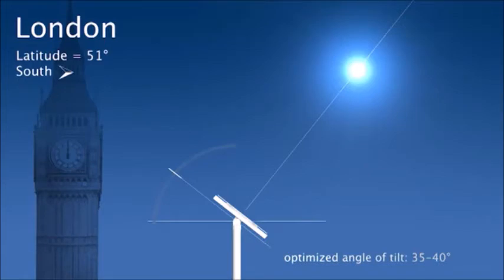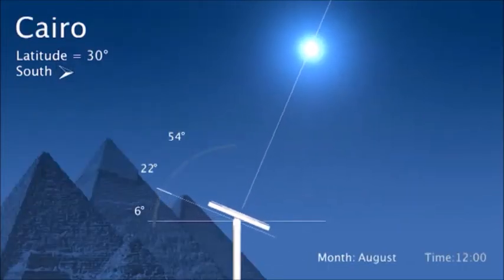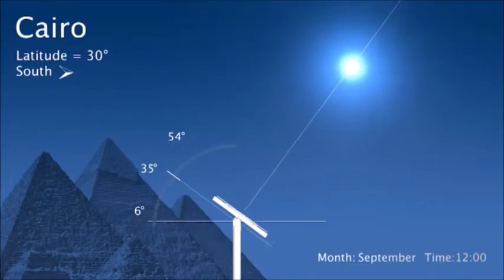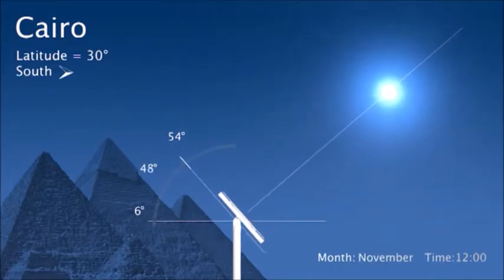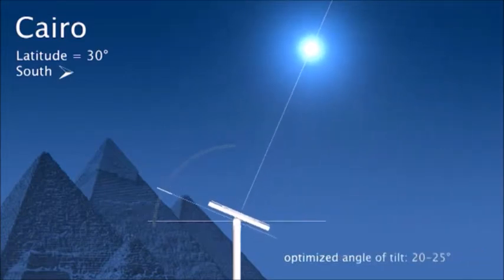Moving closer to the equator, we have Cairo at around 30 degrees latitude. We notice that the range of tilt angles has diminished to around 6 to 54 degrees. The optimized angle of tilt in such a case would be around 20 up to 25 degrees facing south.